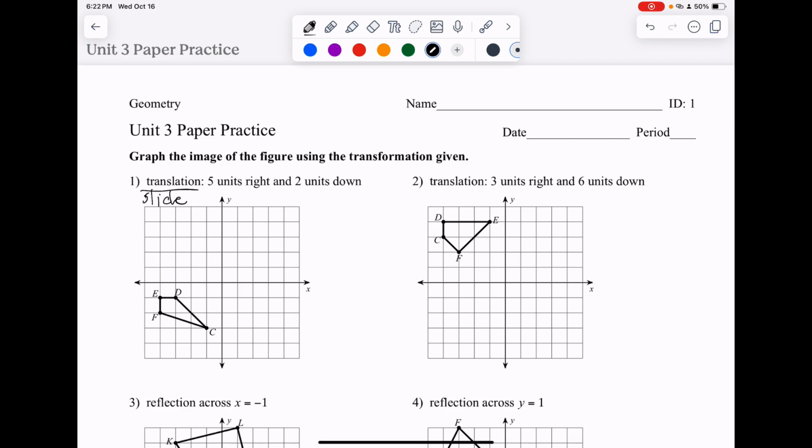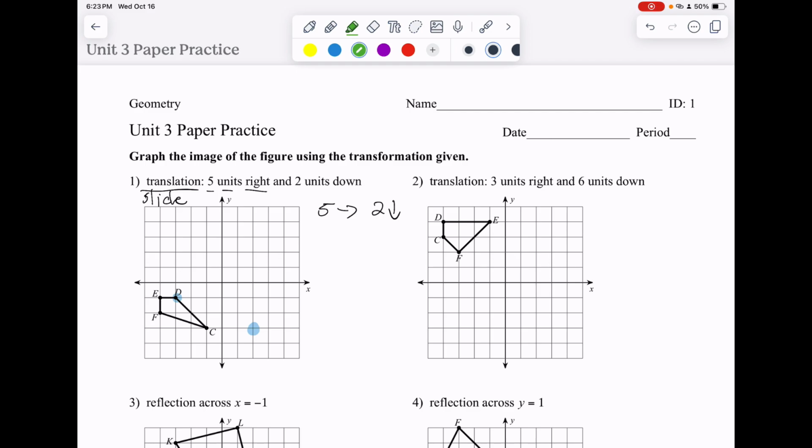And so if it's going to slide 5 units right, so we're going to go 5 to the right and 2 down. I'm going to take each of these points here. Let's start with point D. And I'm going to go 5 right. I'll count my distance to the right. 1, 2, 3, 4, 5 right and 2 down. And there's my new D.